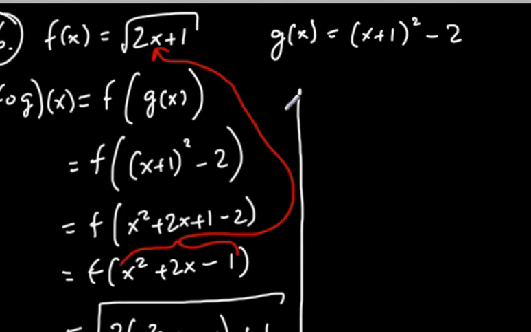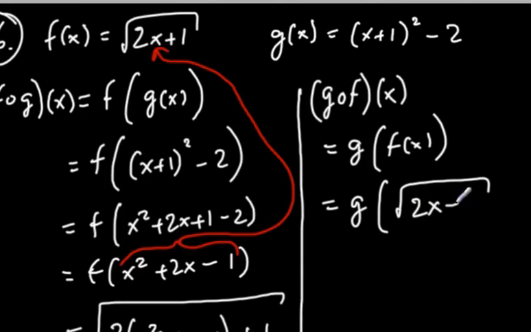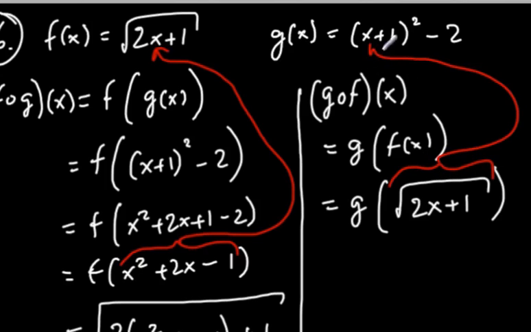Let's do g of f, right? So it's equal to g of f of x, and f of x is that expression there. So it's the square root of 2x plus 1. And remember, all we're doing is we're taking this argument here and plugging it right into that x over there.